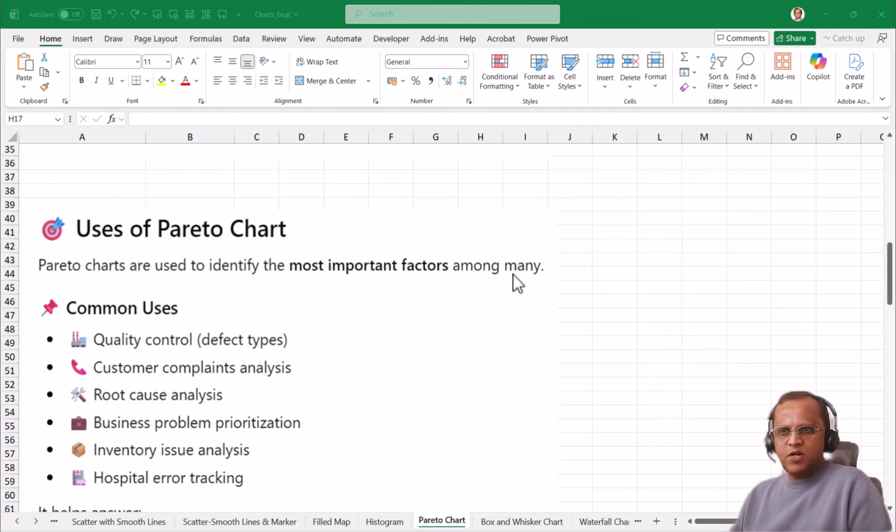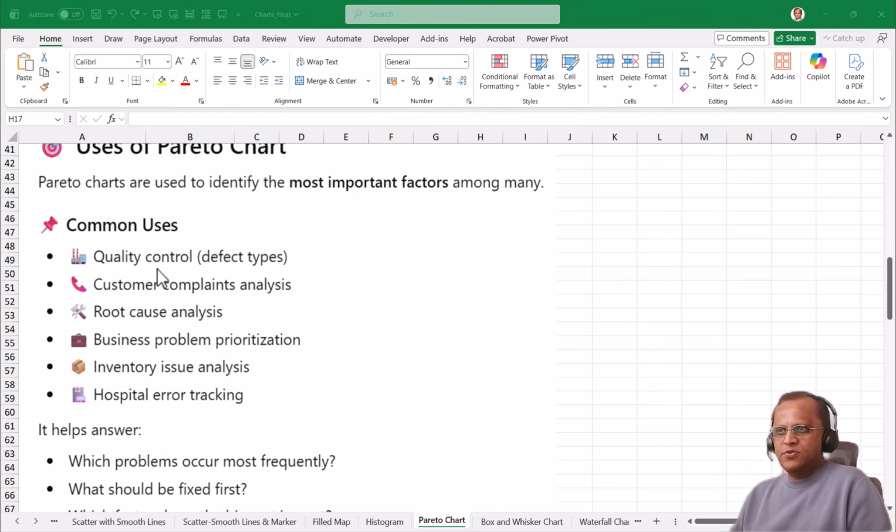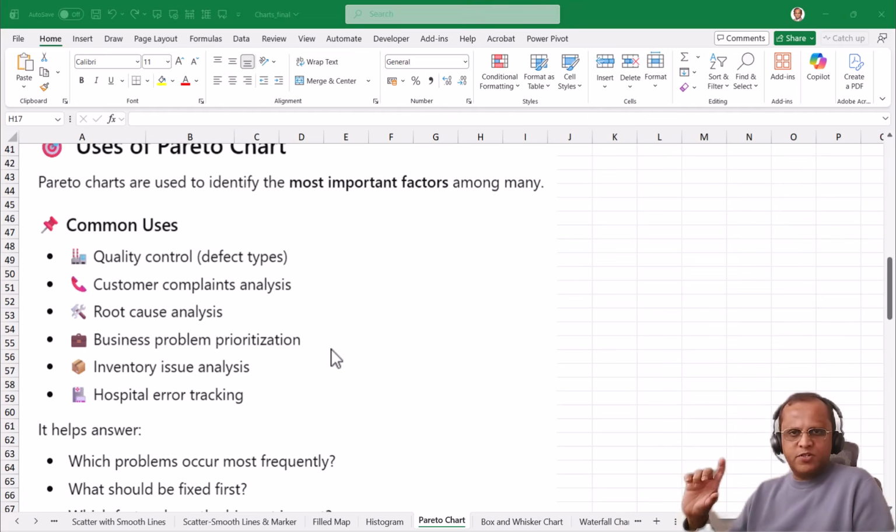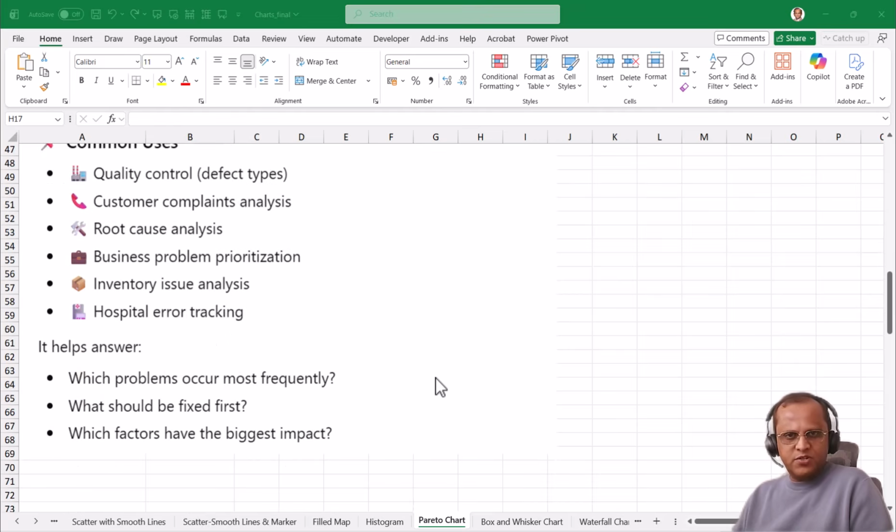If you see the uses of the Pareto chart, then Pareto charts are used to identify the most important factors among many. Here it is used in quality control, let's say for defect types. Then it is also used for customer complaint analysis, root cause analysis, and business problem prioritization, that is, which business problem we have to tackle first and which has to be tackled last. That we can see very well with the Pareto chart. Inventory issue analysis, hospital error tracking. These are some of the use cases of the Pareto chart.